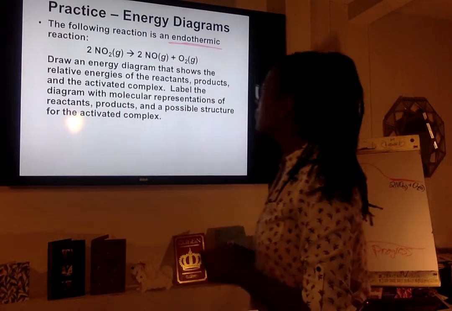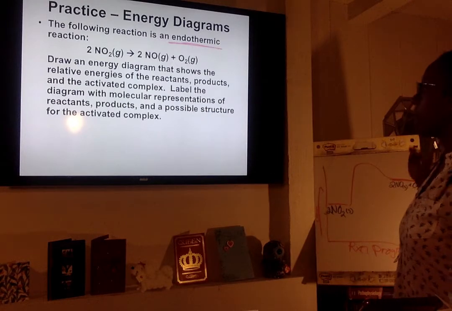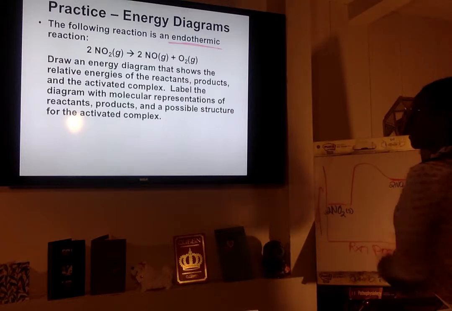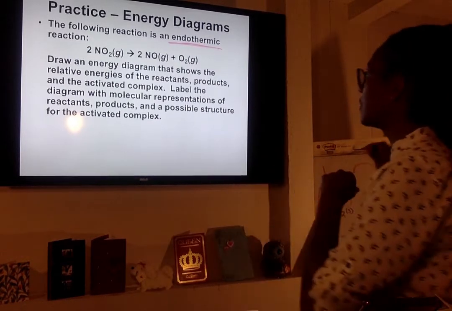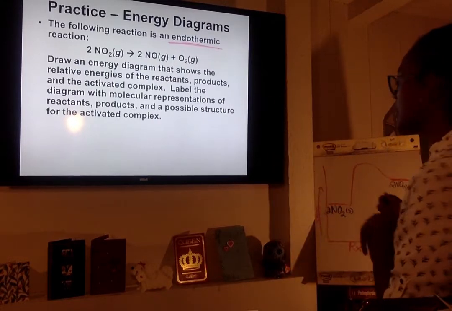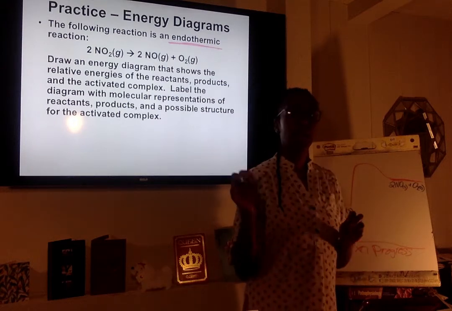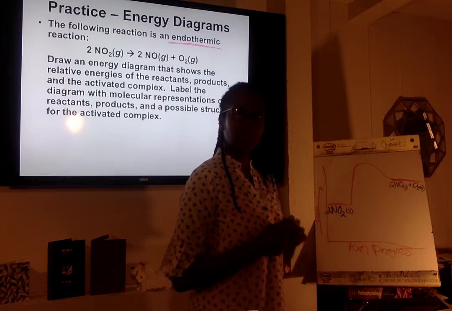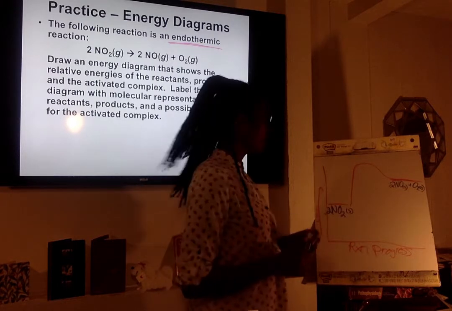So it wants us to draw an energy diagram that shows the relative energies of the reactants to the products, right? So this is how it's relative, because you have less energy in the reactants, more energy in the products. And the activated complex, and then label these things. So let's see, where is the activated complex supposed to be? What point of this chart has the activated complex?